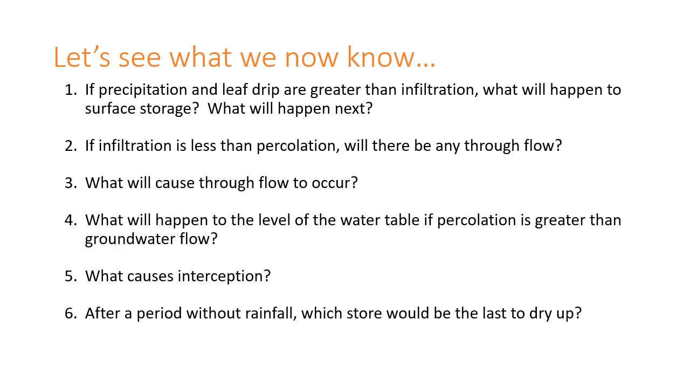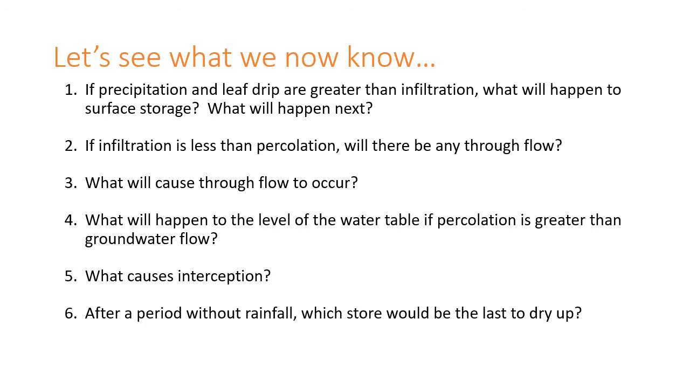Okay, number three, what will cause through flow to occur? Why would you get water going through the soil? So again, have a think, stop the video and I'll answer it in 2 seconds. Well, the answer to this is if basically the rock underneath the soil is saturated, or if the percolation is very slow, or if the rock is impermeable. Either way, if you get a build-up of water in the soil, it will start to flow through.